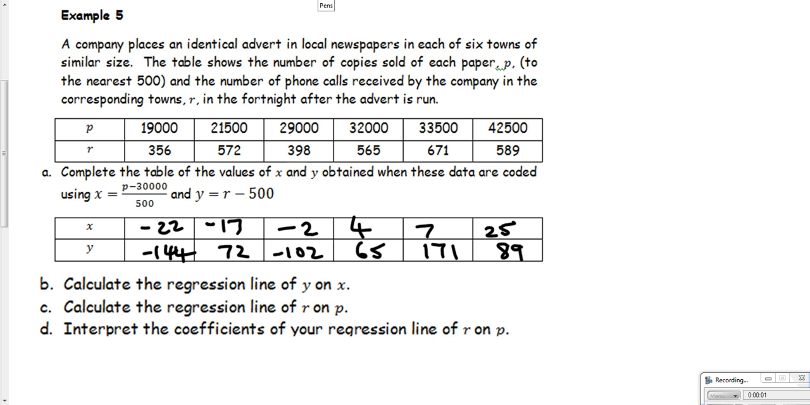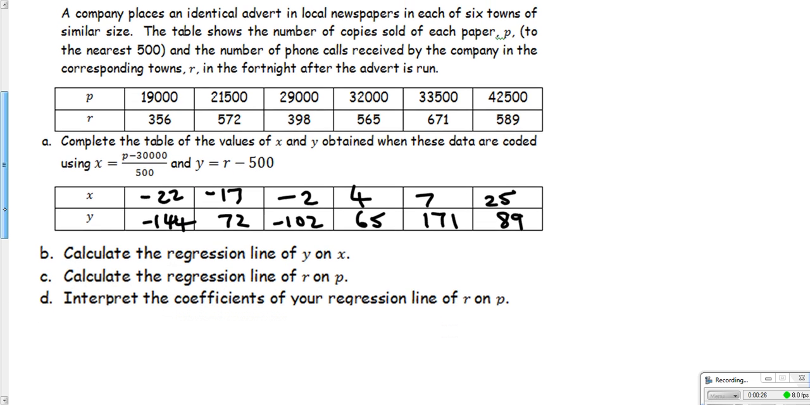S1 Regression Example 5. In this example, we're returning to the data that we had in the correlation booklet regarding the number of newspapers sold and the number of phone calls generated by a particular company who were advertising. You'll remember that we completed this table in the correlation booklet using these two codings. So that's part A already completed.